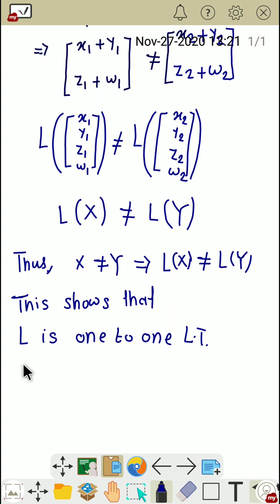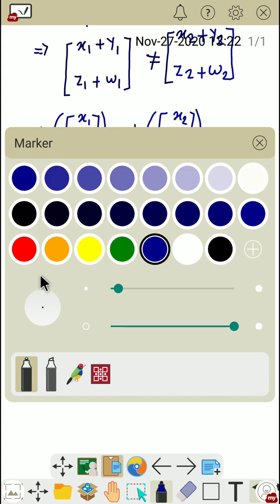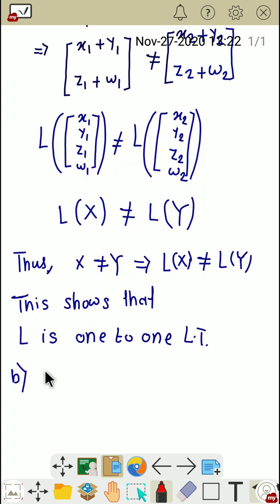Okay, now similarly, let us take the next part, part B. In part B we will show that L is an onto function, or we check whether L is onto or not.